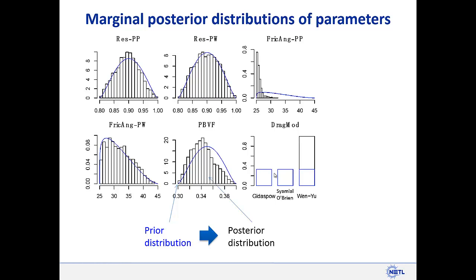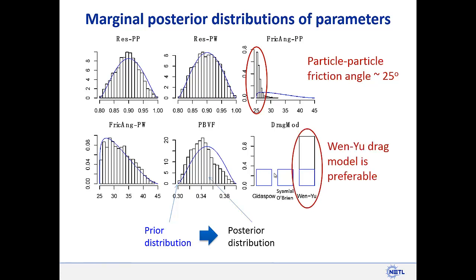If you look at all these, there is actually not a whole lot of difference between the prior and the posterior. They're pretty close, right? But there are two places where it made a difference. In the case of the particle-particle friction angle, they started out with a uniform distribution of the friction angle between these two values. And the calibration said it should be 25 degrees, given the experimental data.